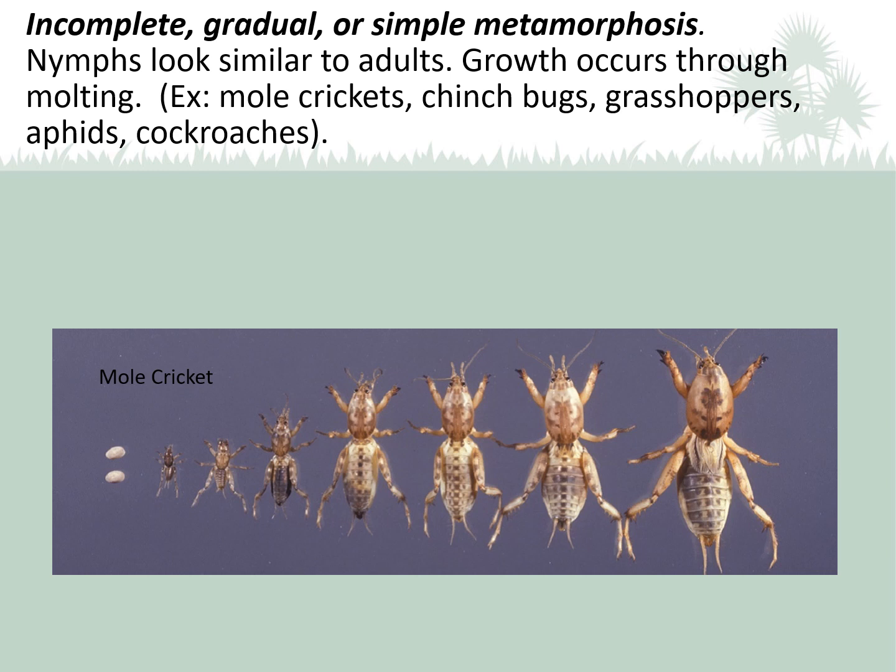Here we see the life cycle of the mole cricket. It is incomplete, gradual, or simple metamorphosis. The nymphs, each of these is a different instar, a different nymphal stage. They look very similar to the adult here. Growth occurs through molting, where the newly increased size-wise, more mature individual leaves the previous chitinous exoskeleton behind and makes a new one. Examples of this are mole crickets, chinch bugs, grasshoppers, aphids, and cockroaches.